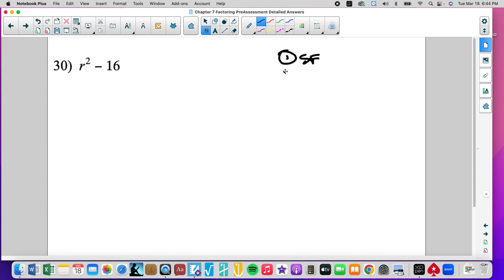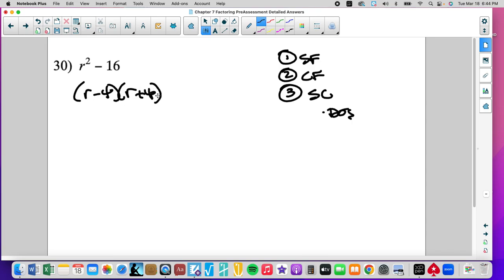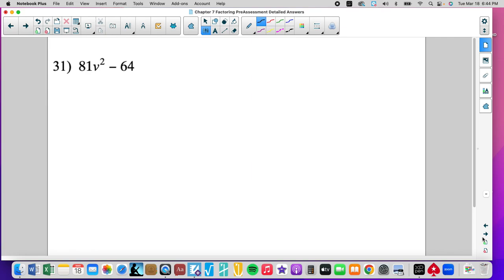Standard form, common factor, no. Special case, maybe difference of squares. Does it have two terms? Subtraction, both perfect squares, yes. r minus 4, r plus 4. Square roots, you should know your square roots.